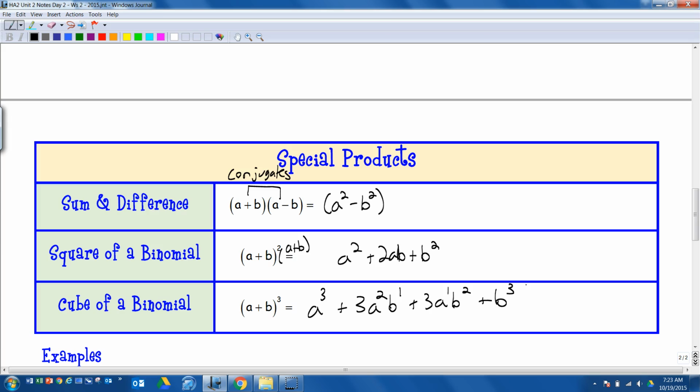That's a pattern. But if you see something like this on the test or quiz, I would recommend you just multiply it out 3 times. That's probably the best way to do it. So you don't have to memorize those things. Okay.